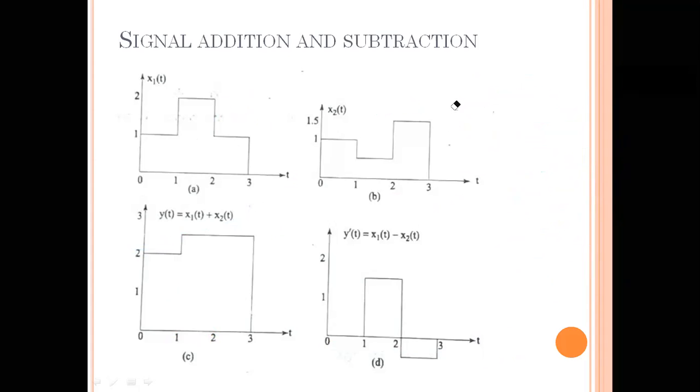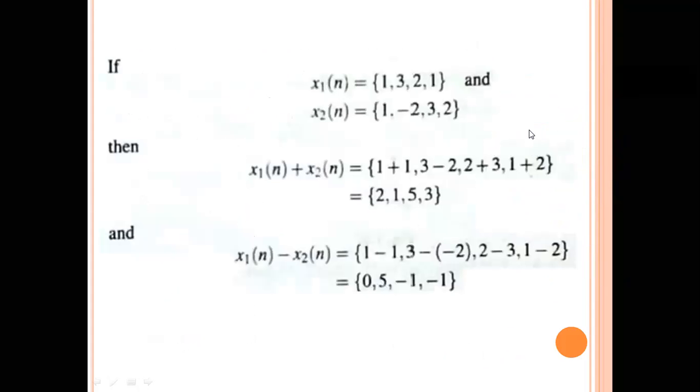Now the last operation is, so this is also the discrete time signal, same signal addition and signal subtraction. You have been given x1 of n and x2 of n, and you are going to get the signal addition by combining x1 of n and x2 of n, and you are going to get the signal subtraction by considering subtraction between x1 of n and x2 of n.